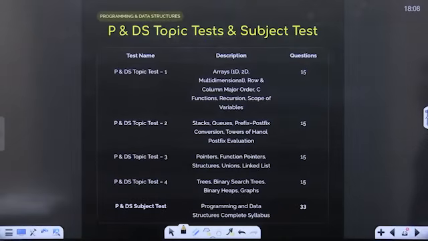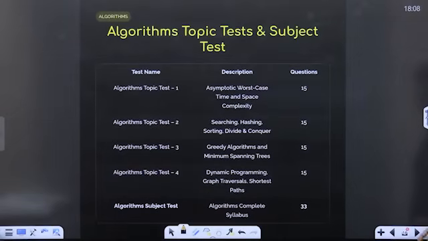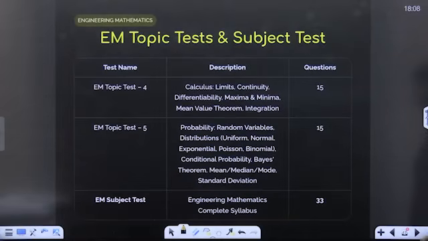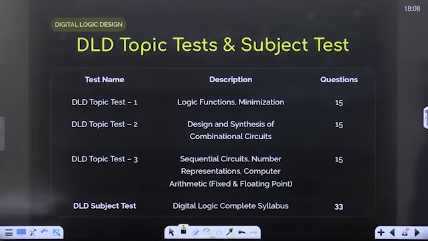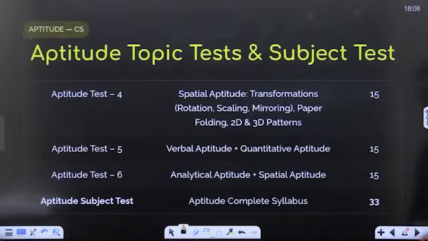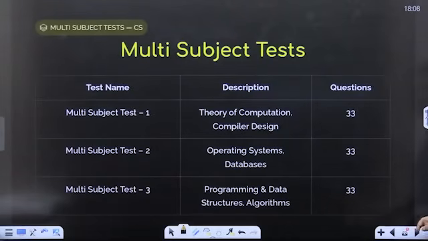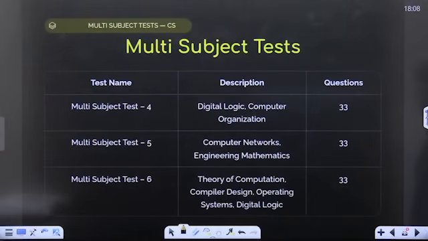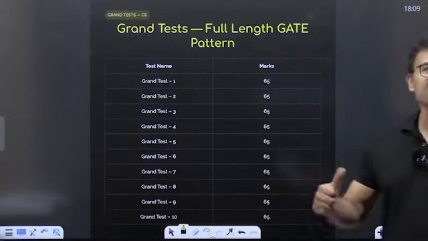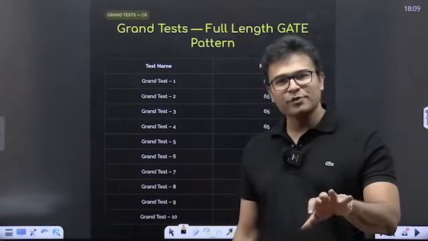This is DBMS topic tests, programming and data structures, algorithms topic tests, compiler design topic tests, engineering mathematics topic tests. And engineering mathematics is huge, so we have a lot of tests for it. And then DLD tests, CO tests, and then aptitude. And aptitude also has a lot of tests. And then these are the multi-subject tests we already have on the platform. Okay. And then we have grand tests. So we have 10 grand tests already on the platform. You can start taking the exams according to your convenience.